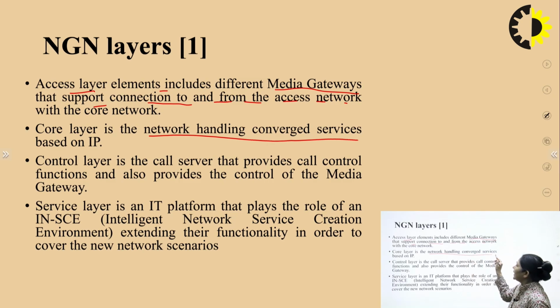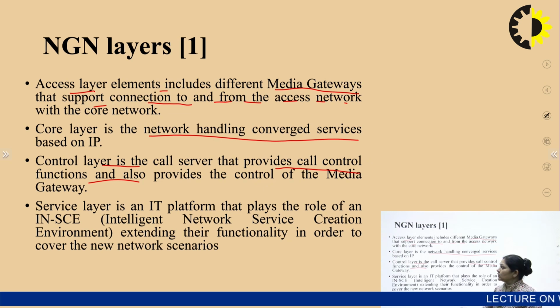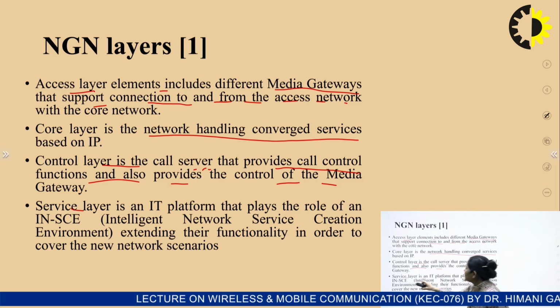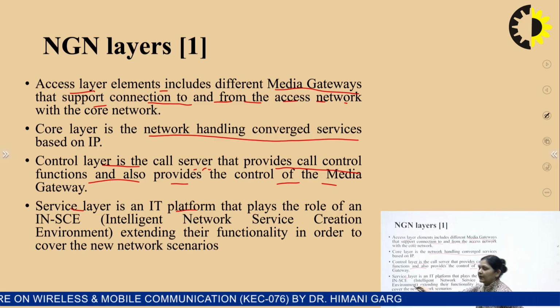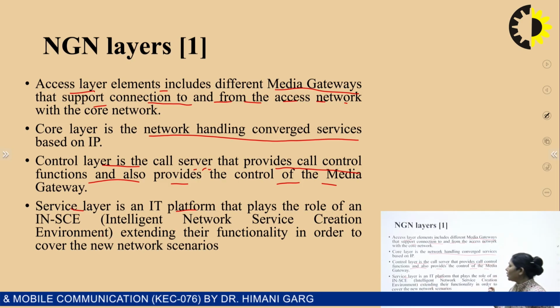Core layer is a network handling converged services based on internet protocol. Control layer is the call server that provides call control functions, and also, as we are saying, in the next generation network there is a combination of PSTN, that is for telecommunication services. So, the control layer will be controlling the call server that provides call control functions and also provides the control of media gateways for internet protocol as well as for call services. Service layer is an IT platform that plays the role of an INSC, Intelligent Network Service Creation Environment. INSC extends its functionality in order to cover the new network scenarios. So, this is the function of the service layer that is based on an IT platform.